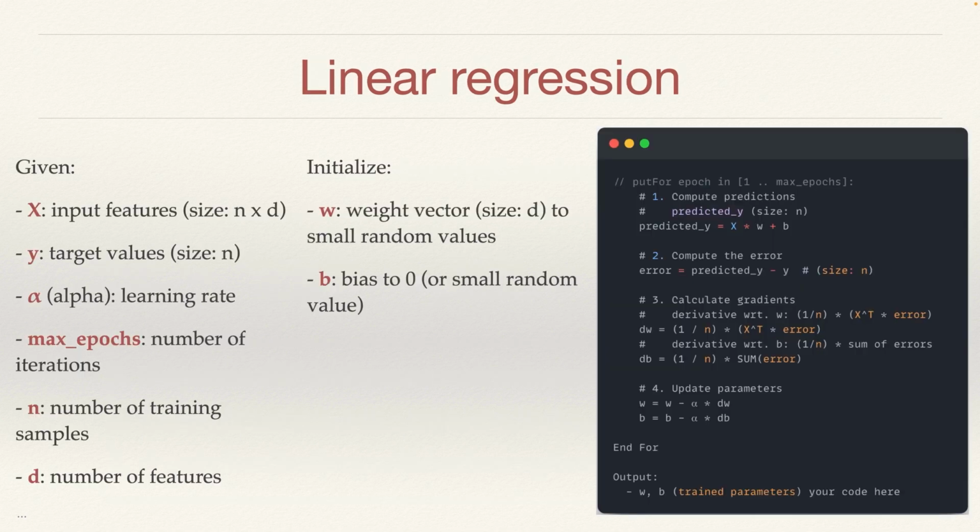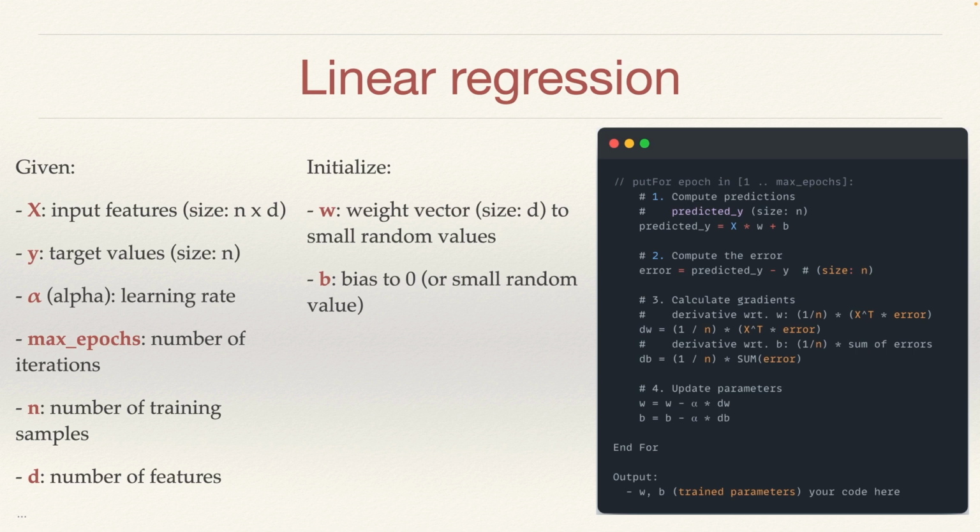Now that we have gone through all the important concepts when it comes to linear regression, we could combine all these and build our model. The full code of our linear regression model would look like this. First, we have some parameters that we want to predefine. We have x, y, alpha, max epochs, and n and d. So x would be the input features. The y would be our target variable. In our case, it was the stock price.